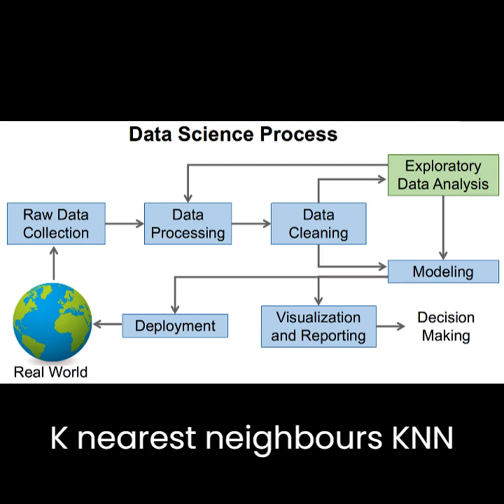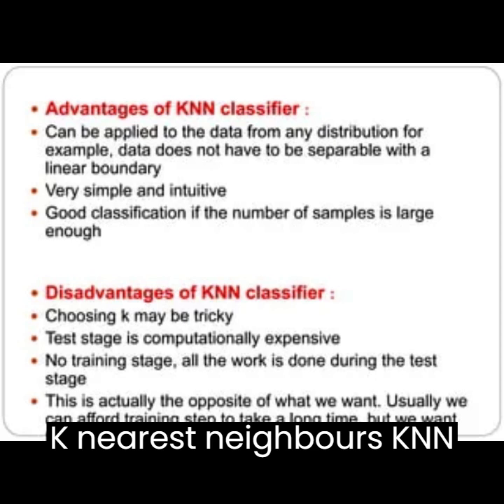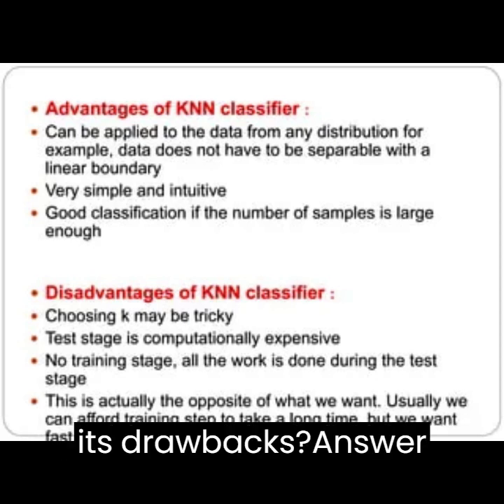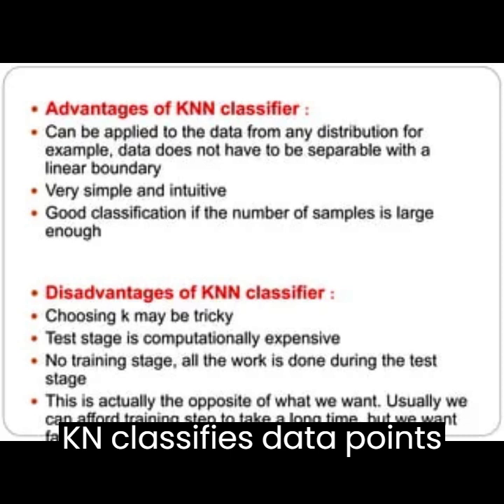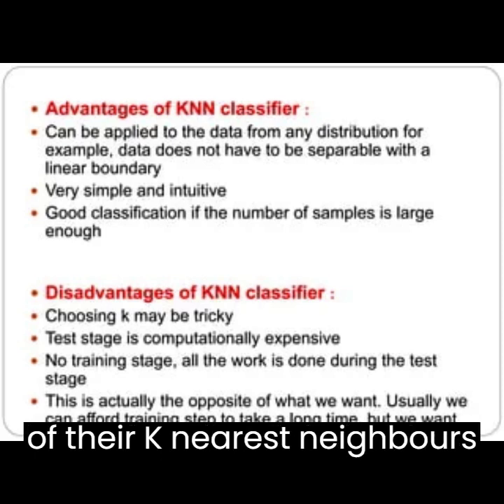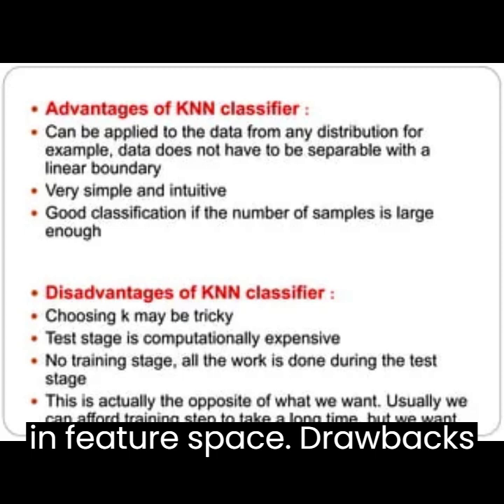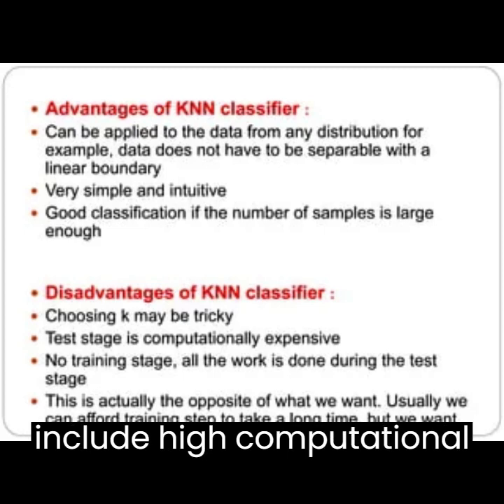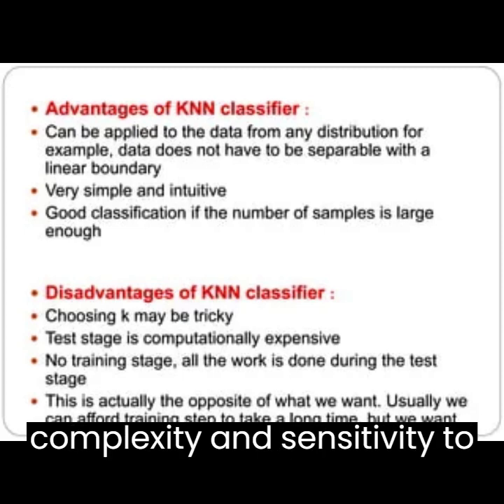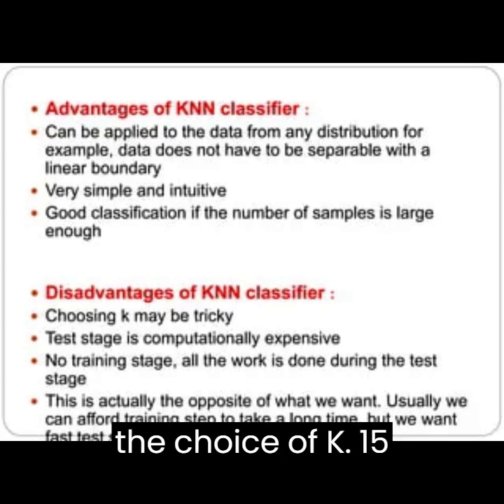14. How does the k-nearest neighbors, KNN, algorithm work, and what are its drawbacks? Answer. KNN classifies data points based on the majority class of their k-nearest neighbors in feature space. Drawbacks include high computational complexity and sensitivity to the choice of k.